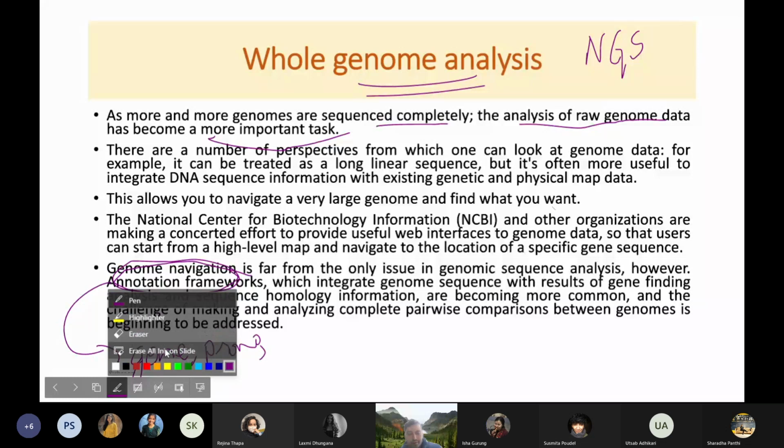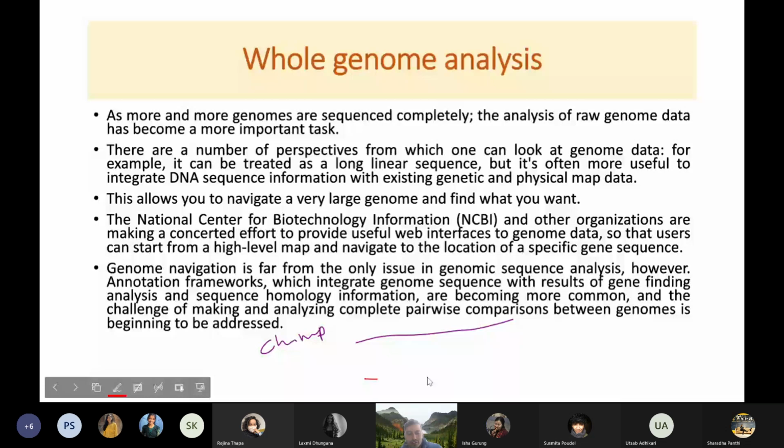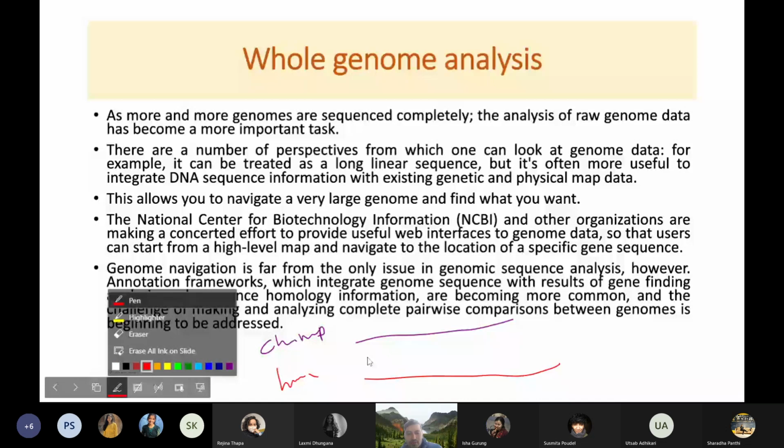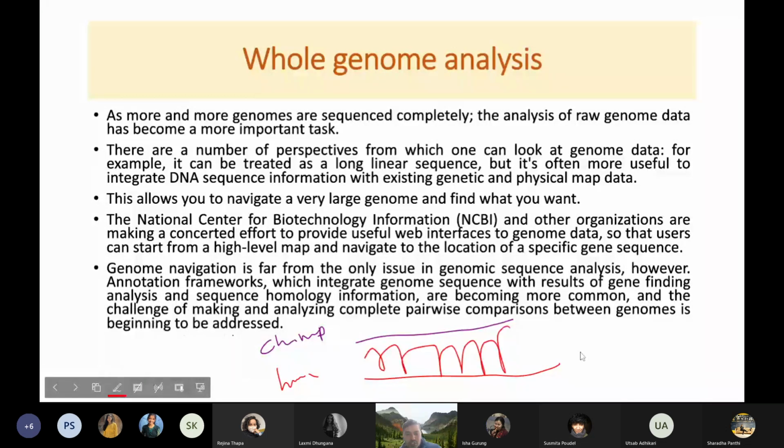Now what you can do is compare these genomes, right? Similarly, you can compare the human genome or the chimp's genome with the mouse genome. What are the similarities, what are the dissimilarities? All these kinds of analysis fall under whole genome analysis, and for that there are different tools.